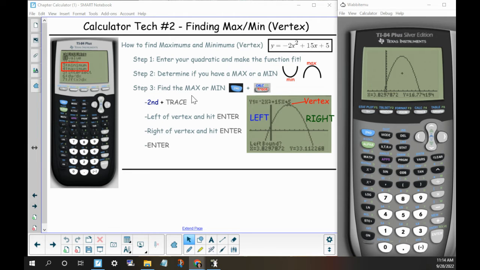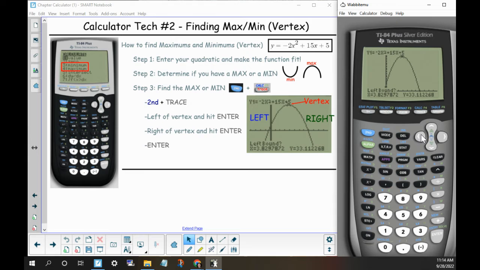So we know that we need to use maximum. To find the max or min, it says to do second trace. So I'm going to hit my second button, and then I'm going to hit trace. This is going to pop up. This is called calculate. It's that blue button next to the F4 on your calculator up at the top of your screen. So second calc, and we said it's going to be a maximum, so I'm going to hit enter for maximum.